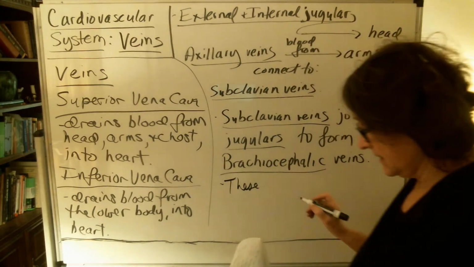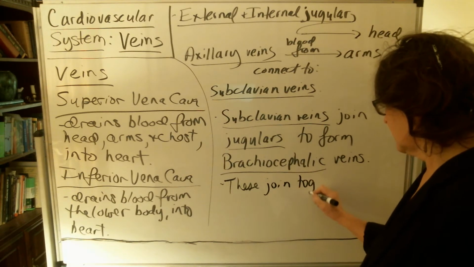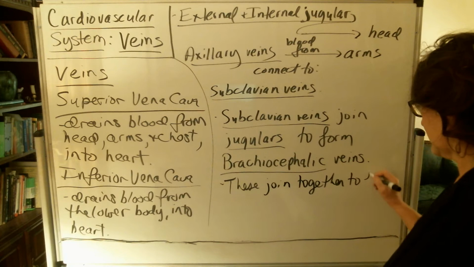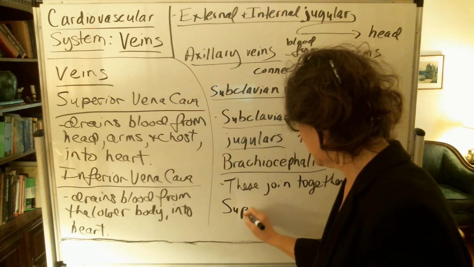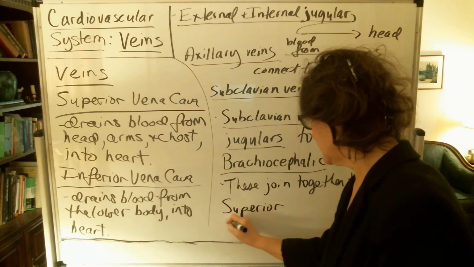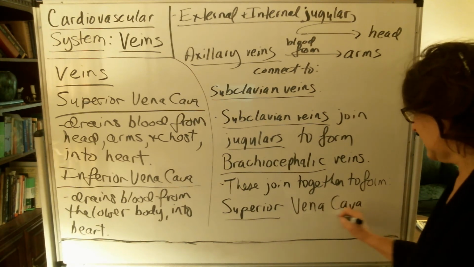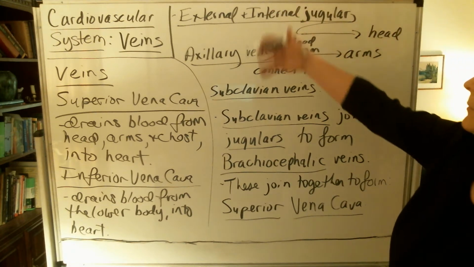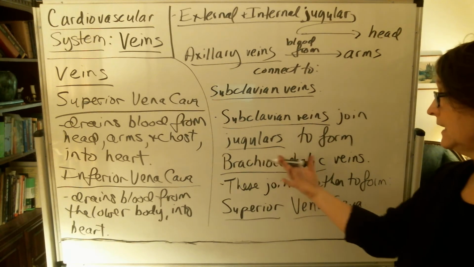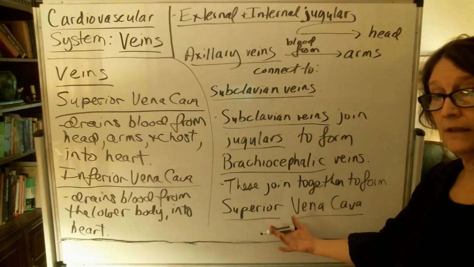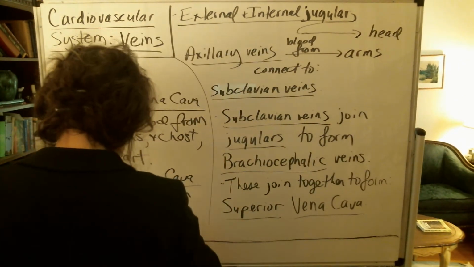So these then join together to form the superior vena cava. So you have blood flowing from your head, from your arms, from other portions of your chest, finally into the brachiocephalic veins, and then these flow into the superior vena cava. That's how your upper body gets drained of blood.